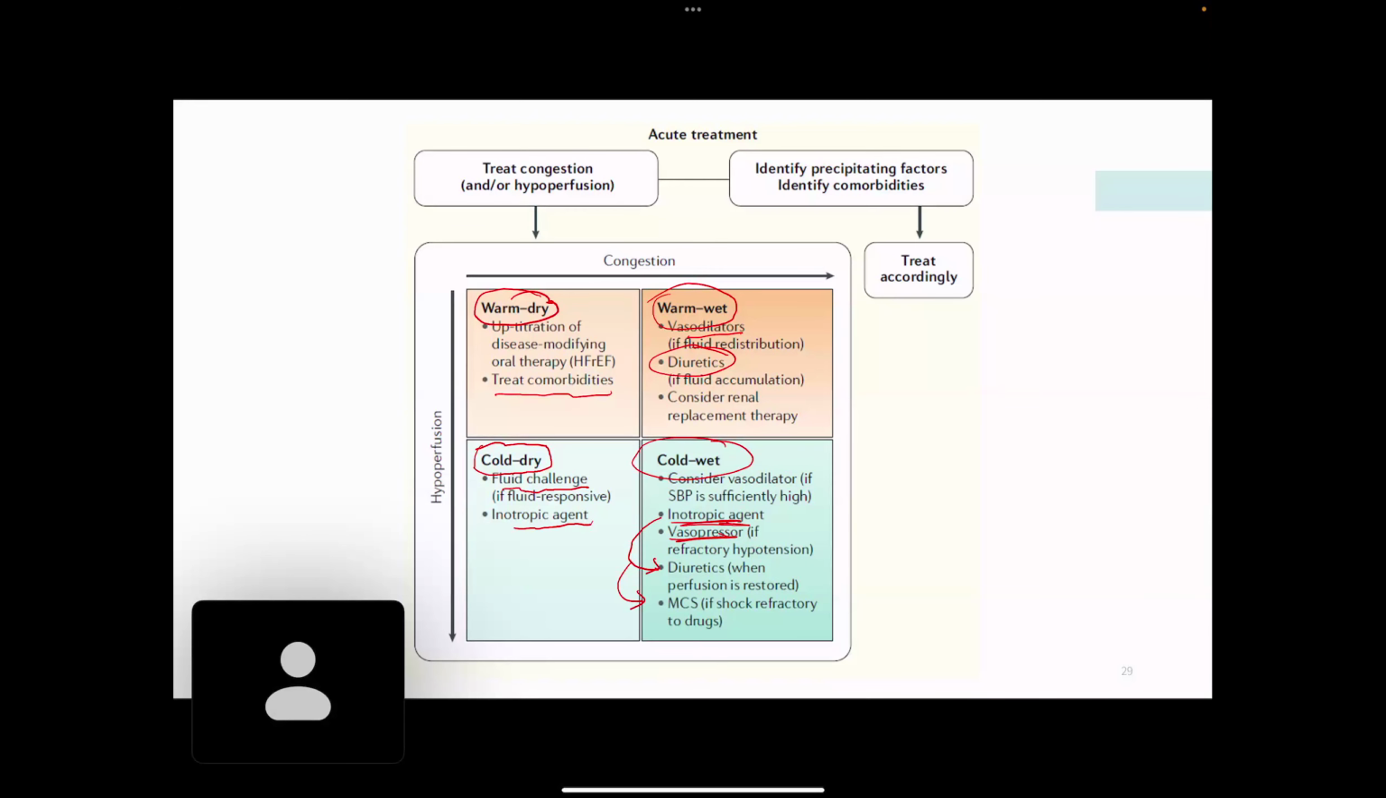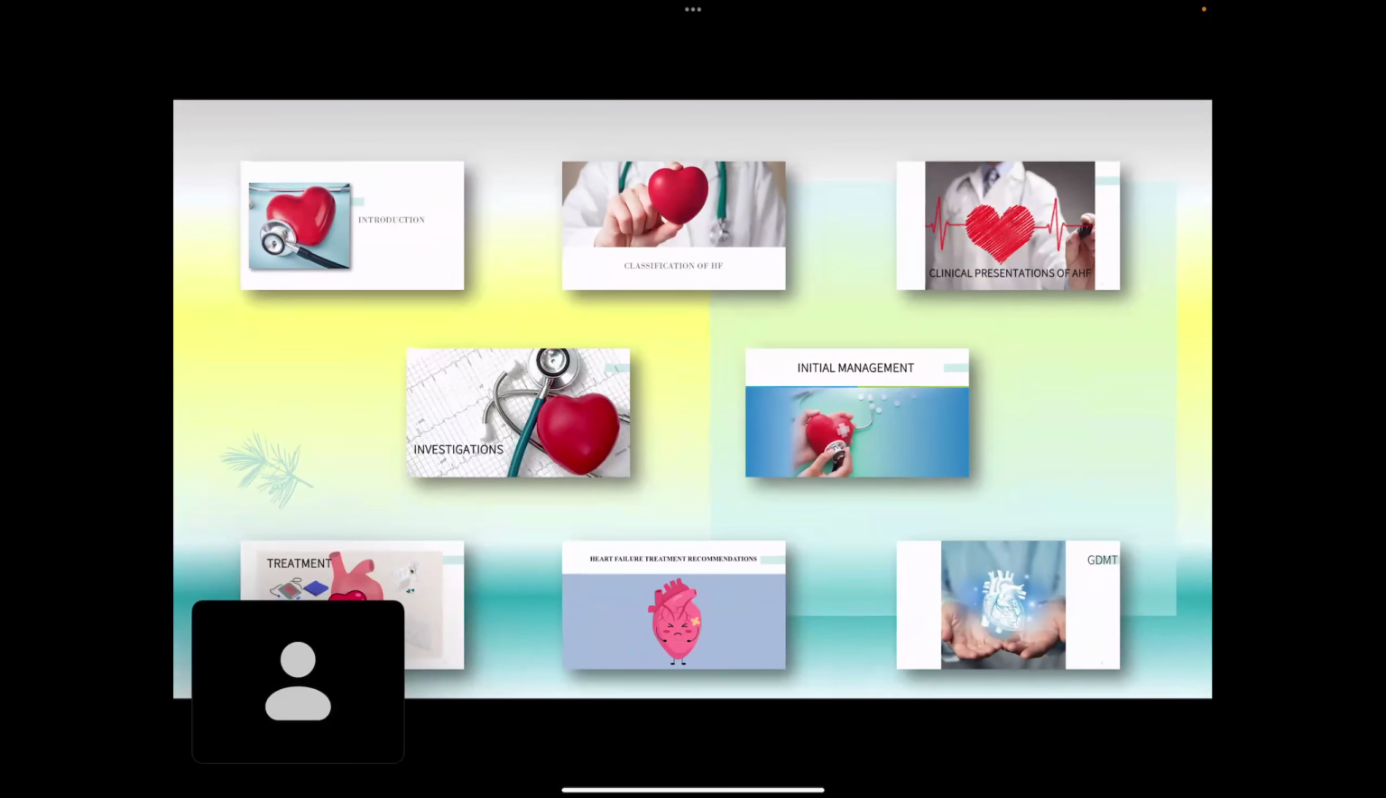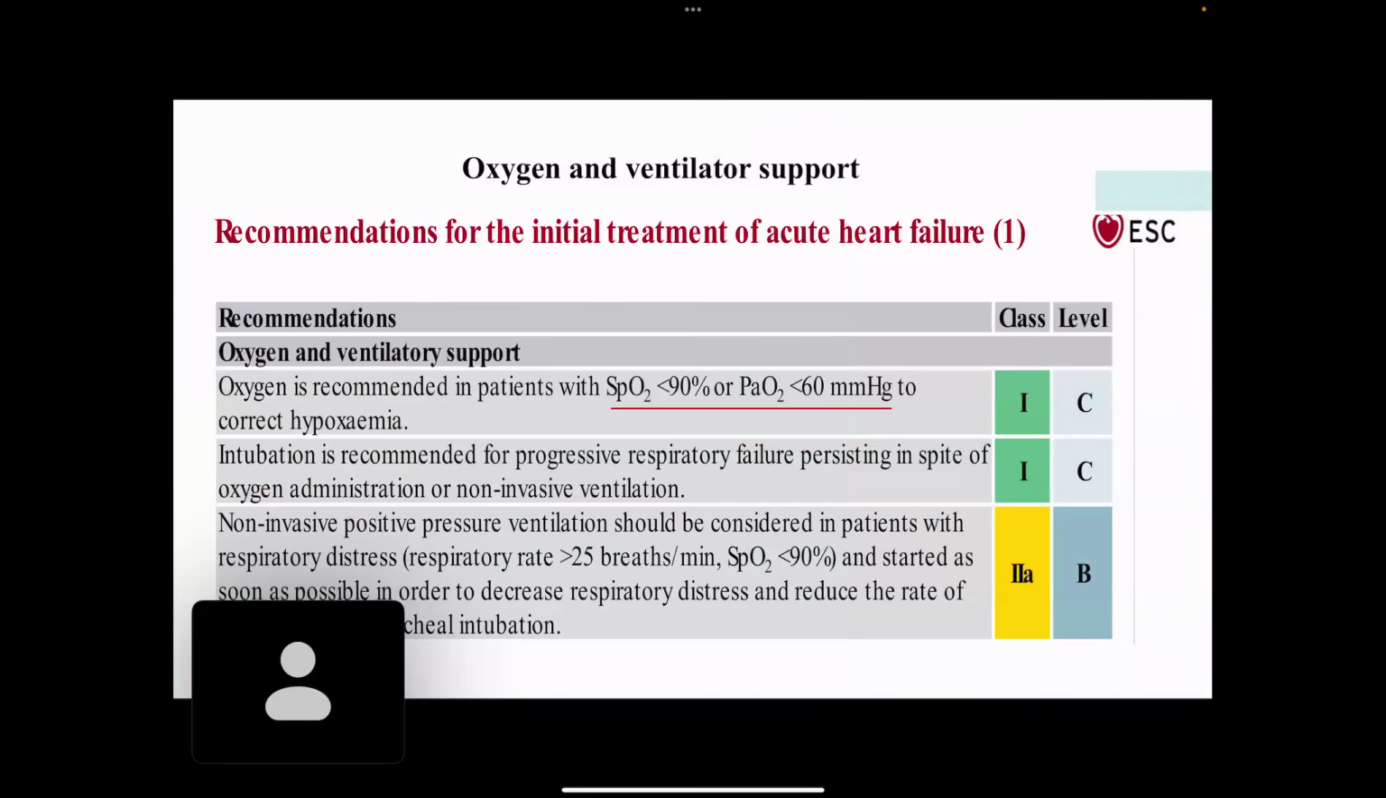So this slide, if you remember, you'll be able to manage all the subsets of patients who present to you with acute heart failure. And a small note on the recommendations by the European Society of Cardiology guidelines. The first thing is about oxygen and ventilator. When should you give oxygen? You should give oxygen when the saturation is less than 90, or on ABG, if the partial pressure of oxygen is less than 60. If the patient continues to deteriorate, then you have to consider intubation.